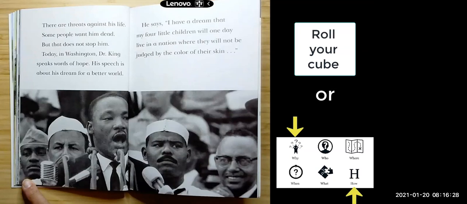Today in Washington, Dr. King speaks words of hope. His speech is about his dream for a better world. He says, "I have a dream that my 4 little children will one day live in a nation where they will not be judged by the color of their skin."